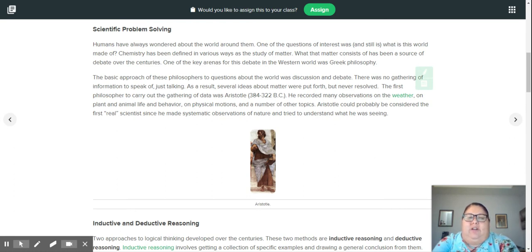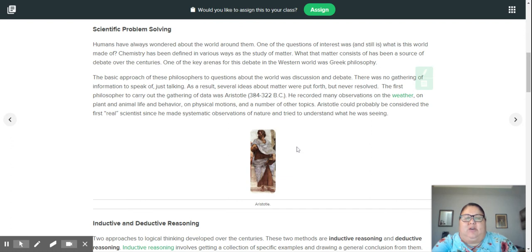The first philosopher to carry out the gathering of data was Aristotle, and he was around in 384 to 322 BC. That was a long time ago. He recorded many observations on the weather, on plant and animal life and behavior, on physical motion, and a number of other topics. Aristotle could probably be considered the first real scientist since he made scientific observations of nature and tried to understand what he was seeing.